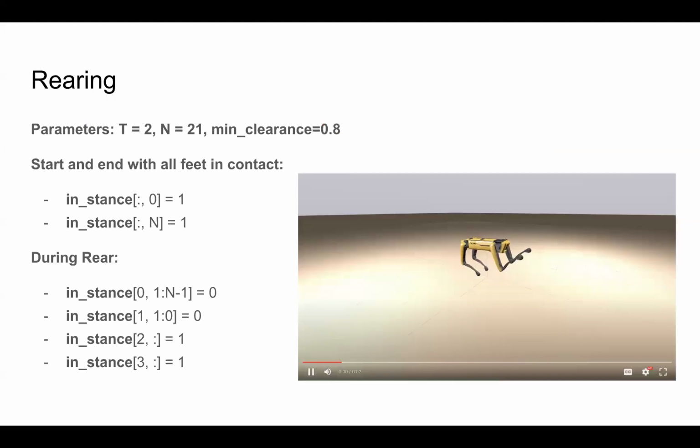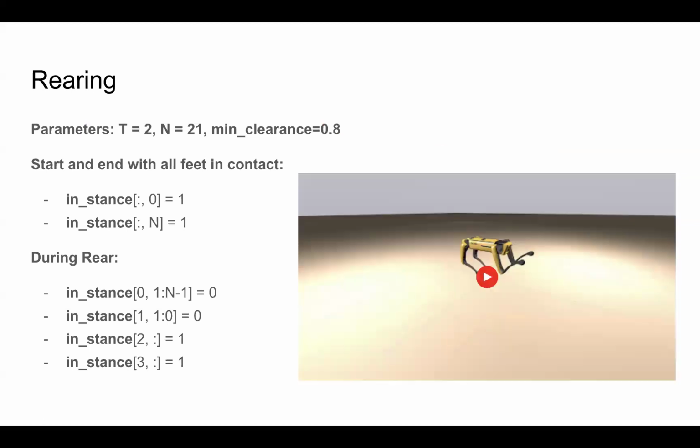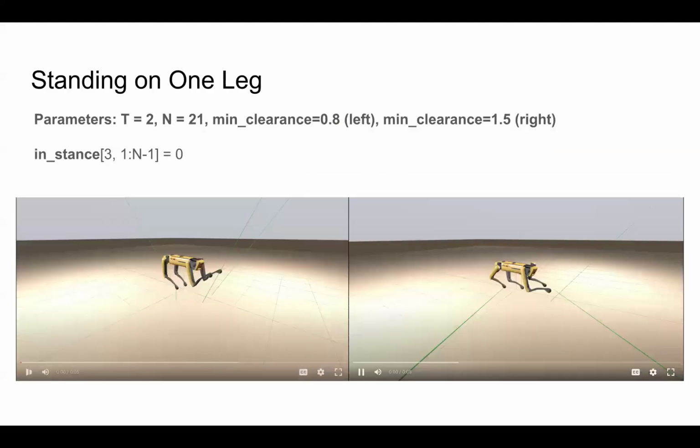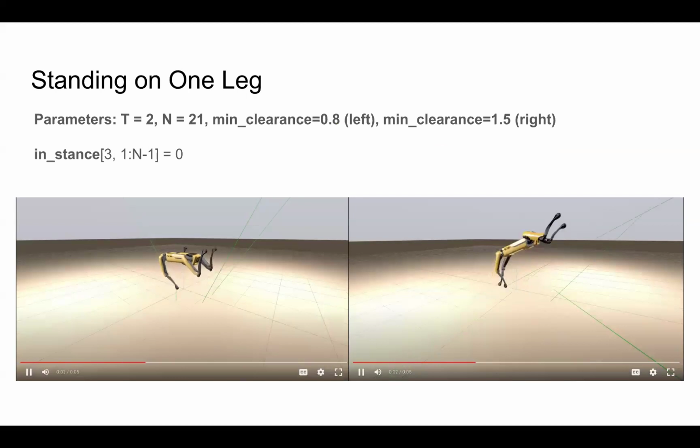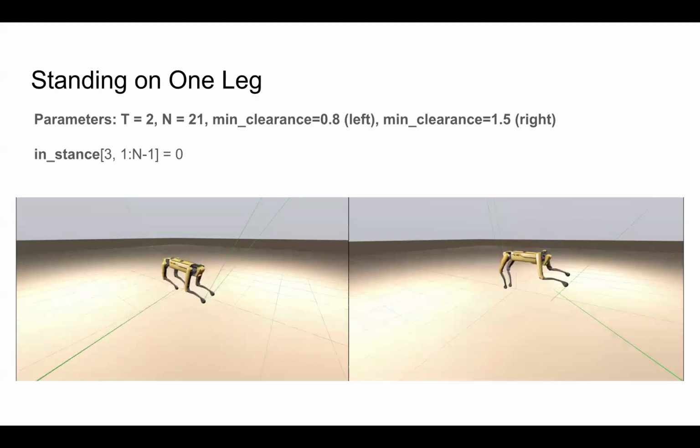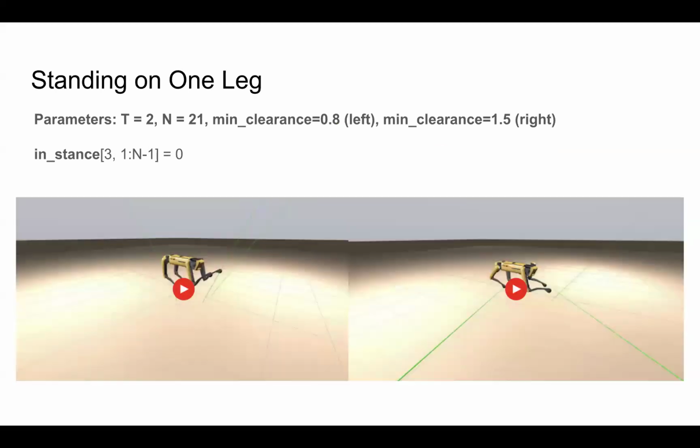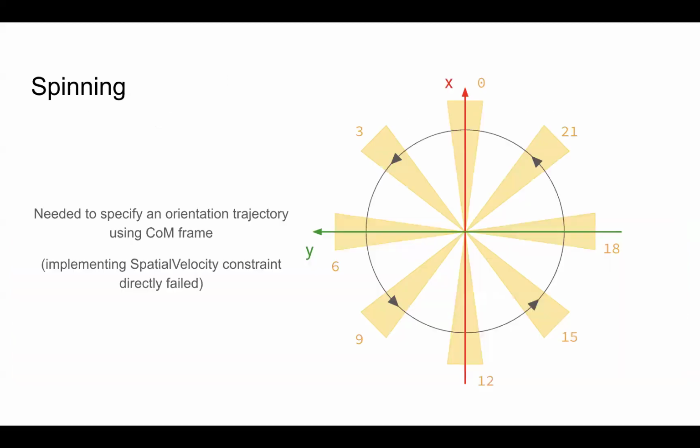So in order to make our Spot rear, we used our instance variable with a minimum clearance to define when the robot needs to have its front feet in the air and how high. In order to get it to stand on one leg, we changed the instance definition to also make sure that one of the back legs was off the ground. And we were able to successfully get it to stand on one leg for a low front foot clearance, but unfortunately not for a high front foot clearance.